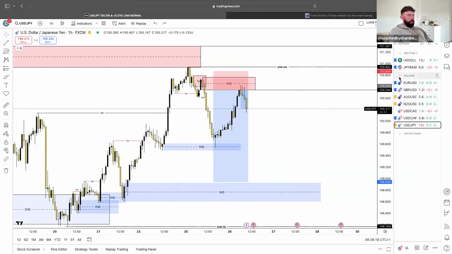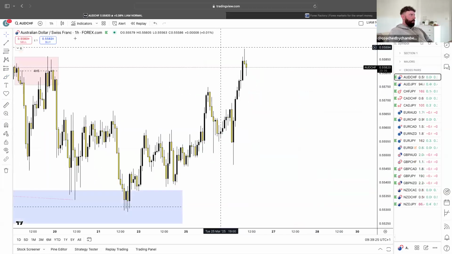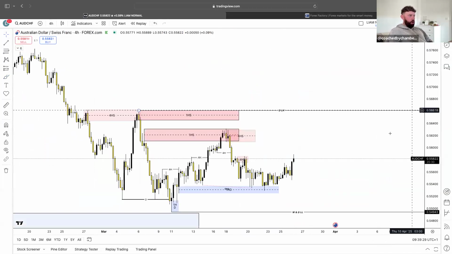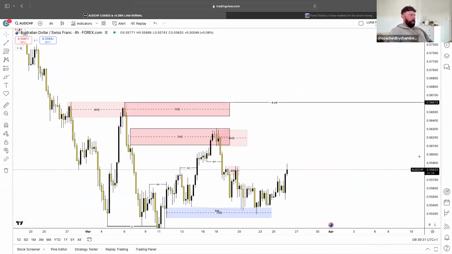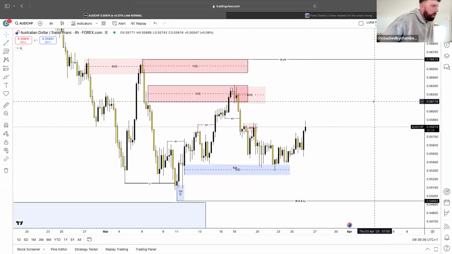Now, of course, you guys have seen a comment yesterday about the cross pairs, which I will cover now. I won't be spending too much time on the cross pairs, but we can have a little flick through and see what's going on currently. So looking at AUD CHF, let's just have a quick look.